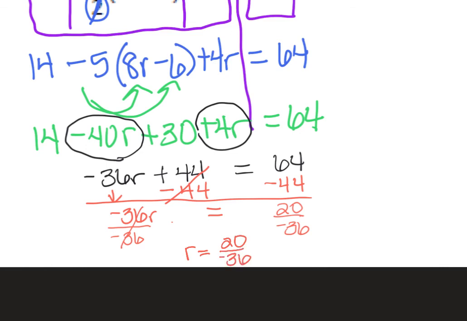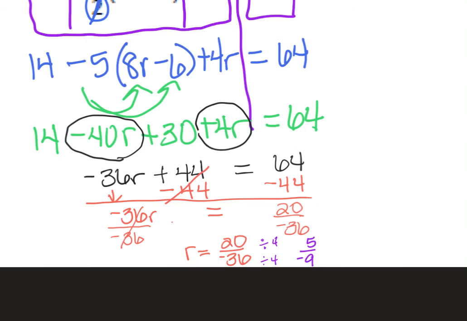And then I ask myself, can those simplify any further? Is there a number that I can take out of both of those? And so then I go, okay, I could take out a 4. I can divide both the top and the bottom by 4. 20 divided by 4 is 5. Negative 36 divided by 4 is negative 9.